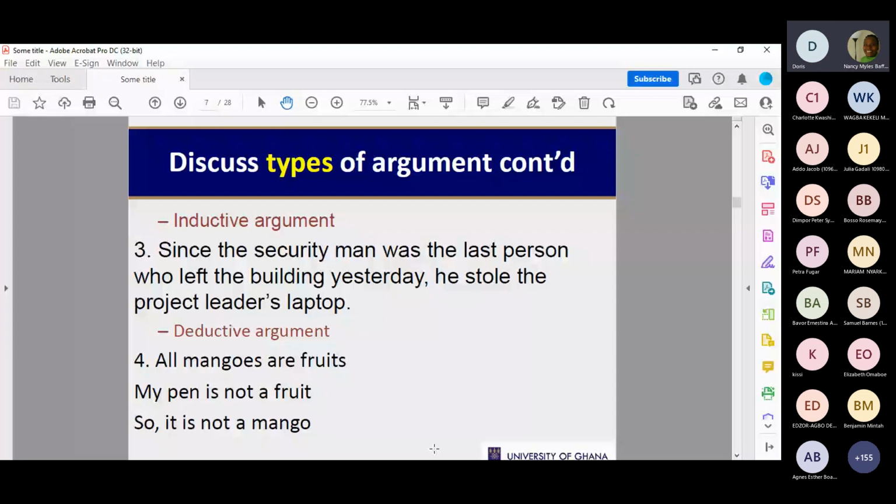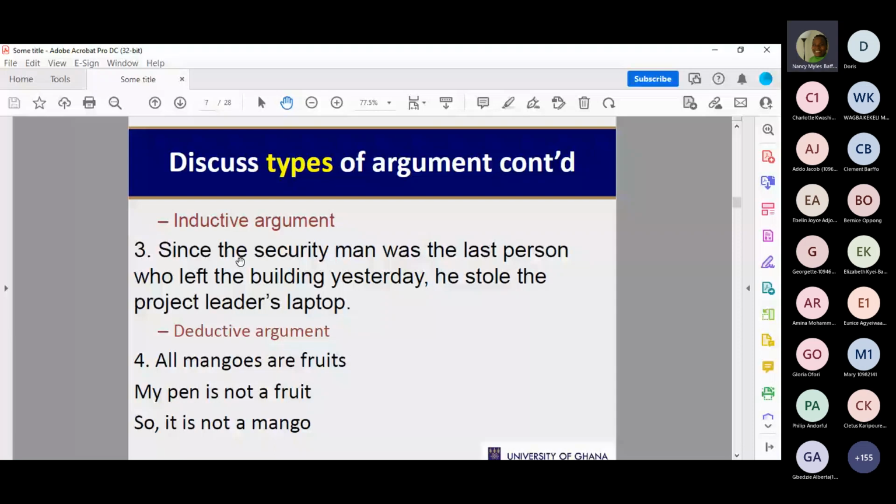Inductive argument. Since the security man was the last person who left the building yesterday, he stole the project leader's laptop. So the expression is, since the security man was the last person who left the building yesterday, we want to conclude that he stole the project leader's laptop. We saw this week 1 in person. We have seen it over and over again.